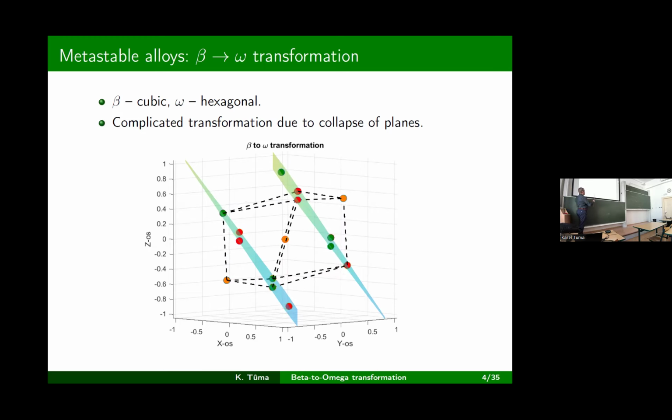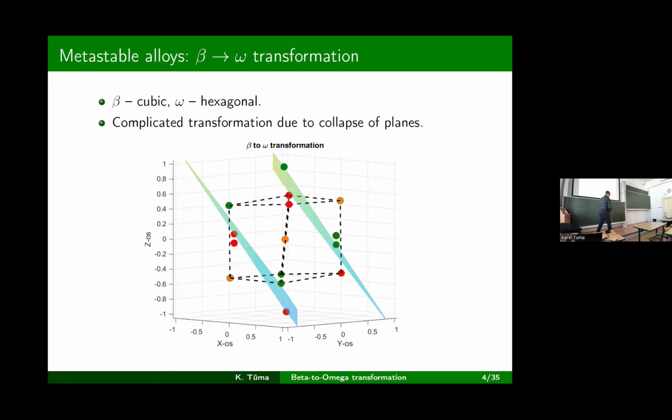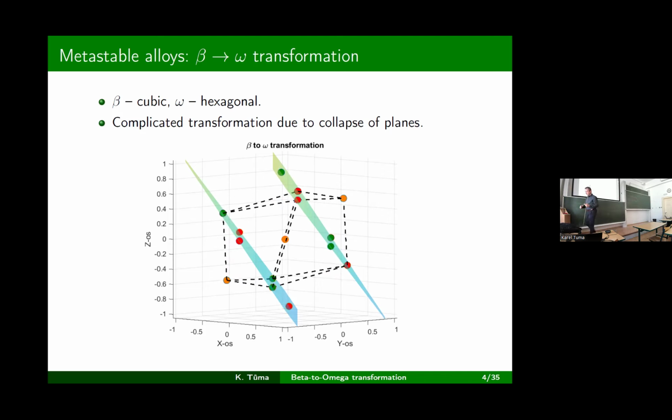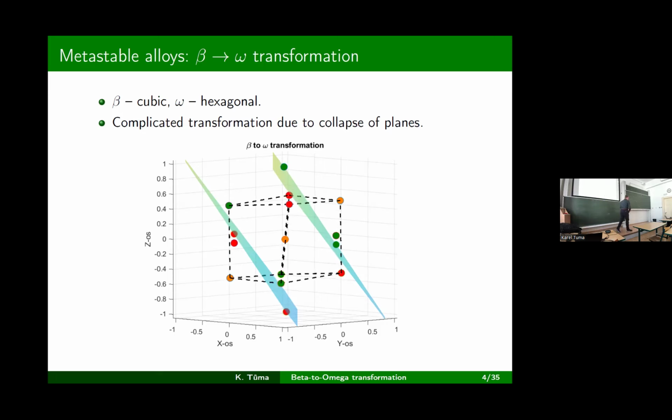So what happens? The cube is elongated in the diagonal, and simultaneously with this, parts of the atoms are collapsing into one common plane. So such transformation is not affine. That is why we are not able to model exactly the cubic to hexagonal transformation. So we do it in a very approximative way. We forget about the collapse into the common plane, and we take just the elongation of the cube. So this transformation is the cubic to trigonal transformation.